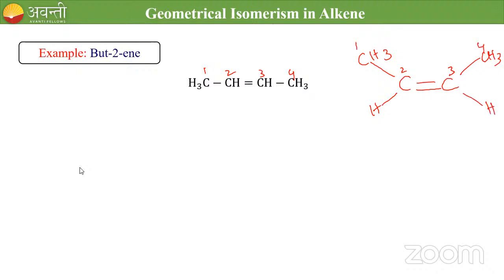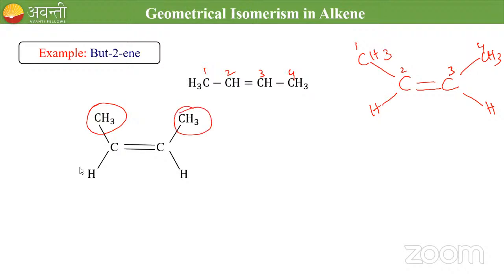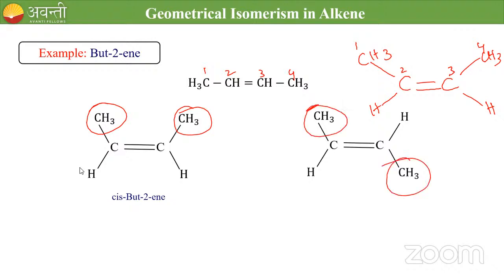If the two similar groups are present on the same side of the double bond, then this is called cis-but-2-ene. If you place the two similar groups on the opposite side, then it is called trans-but-2-ene. Is it clear to all of you?